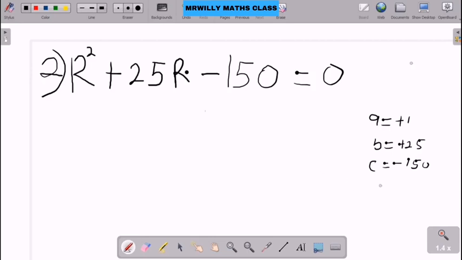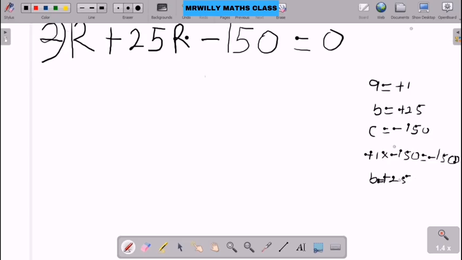That will be plus 1 times minus 150, which is minus 150. You know that we go minus 150, and our b is plus 25. So you look for two factors, that is two numbers that if you multiply them with each other, will give you minus 150, and if you add them together, will give you plus 25.